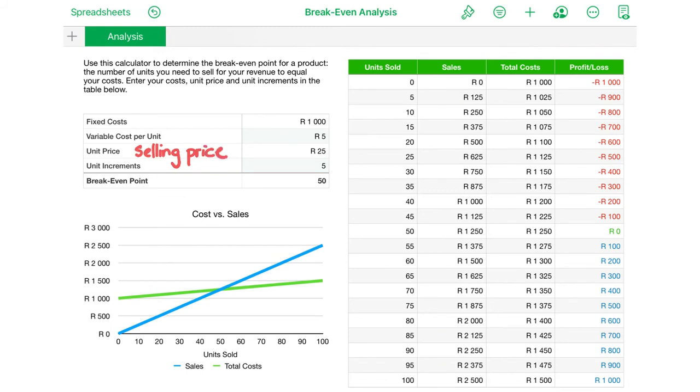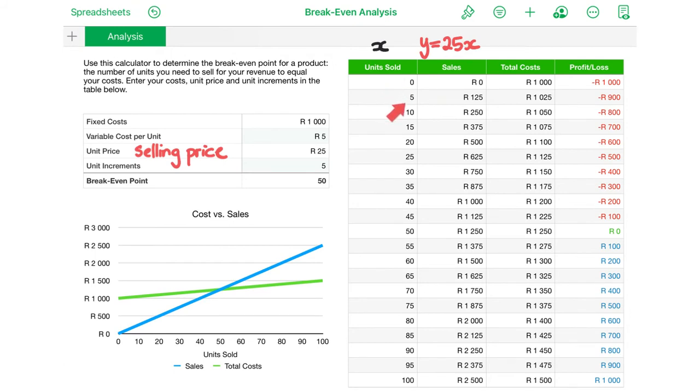But let's see what this program actually did, because remember, you might be asked to fill in a table in a test. So the sales here is what we call the income. And remember that your income formula was Y equals 25X. The X obviously refers to the amounts of units sold.